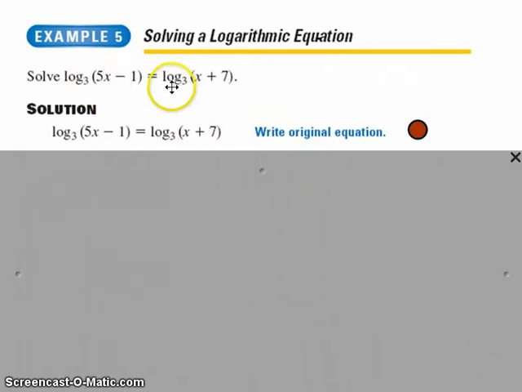I'm going to ask you to do that. Notice that they are both log base 3. See if you can figure out, and of course you can look at the textbook if you need to, but see if you can figure out how to solve for x. Hit the pause button. When you're ready, I'm going to walk you through the result.